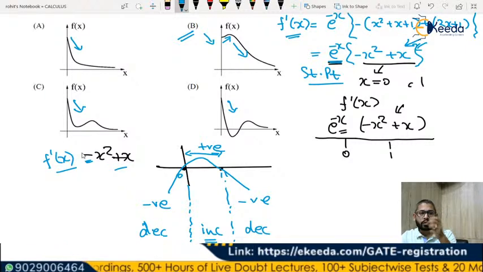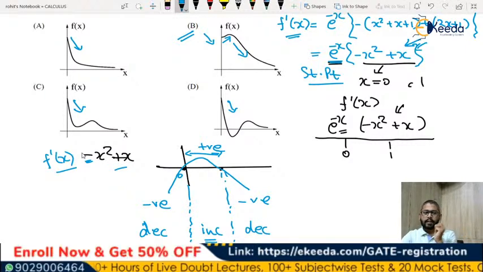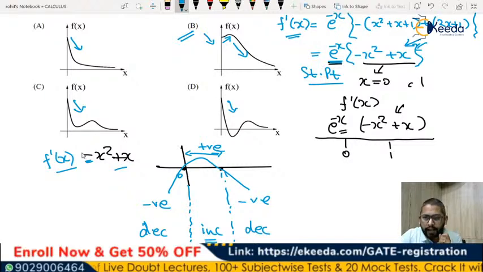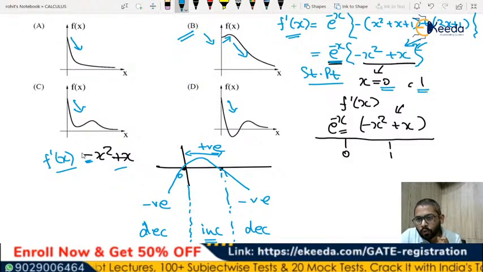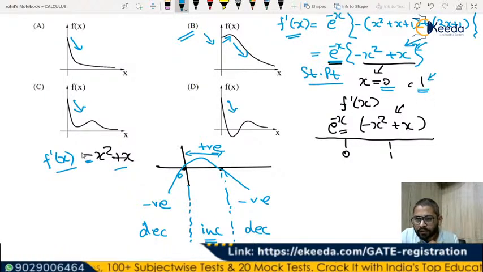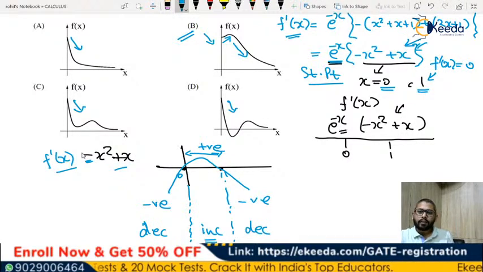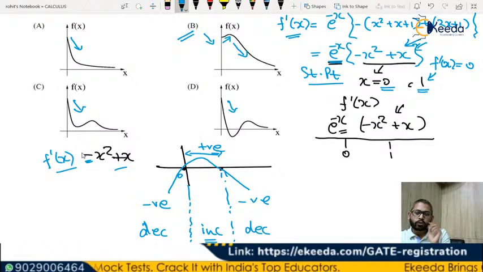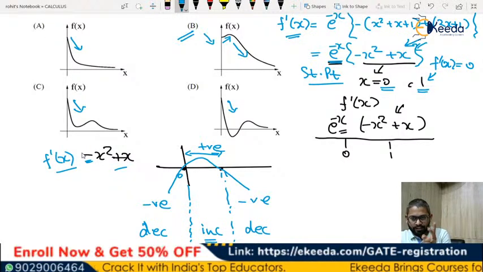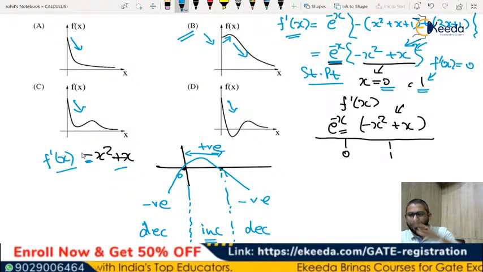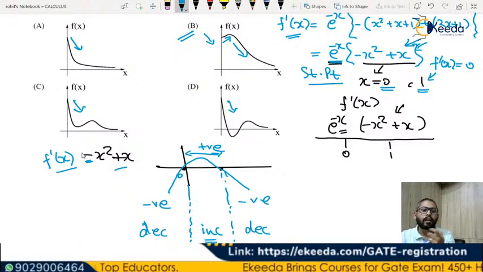I'll give you one more analytic understanding here. If we have found x equal to 0 and x equal to 1 as the stationary points, because this is the place where f dash of x equal to 0, then the number of extrema for this equation is going to be 2. The number of extrema is going to be 2, and that is where it can be maxima or minima, any of it.